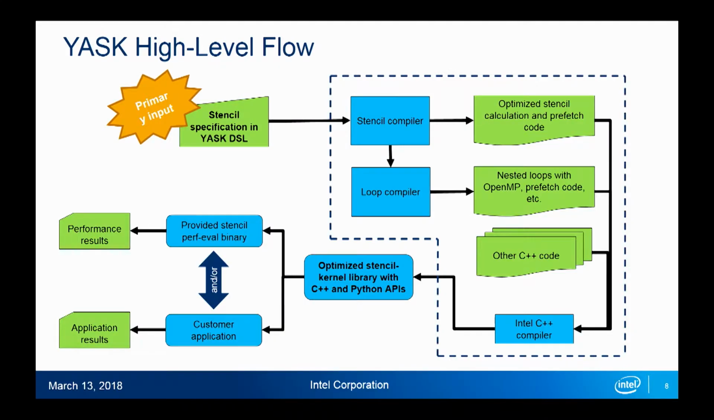Again, we start out with a DSL input. It looks like this; a different version of PowerPoint is messing with my formatting. That's supposed to be primary input. Then you just type make, and it runs all the stuff in the box on the right. It runs it through our own stencil compiler and a little loop code generator, generating more C++ code that gets compiled, hopefully with the Intel compiler. That seems to be the best thing we found so far, and no bias.